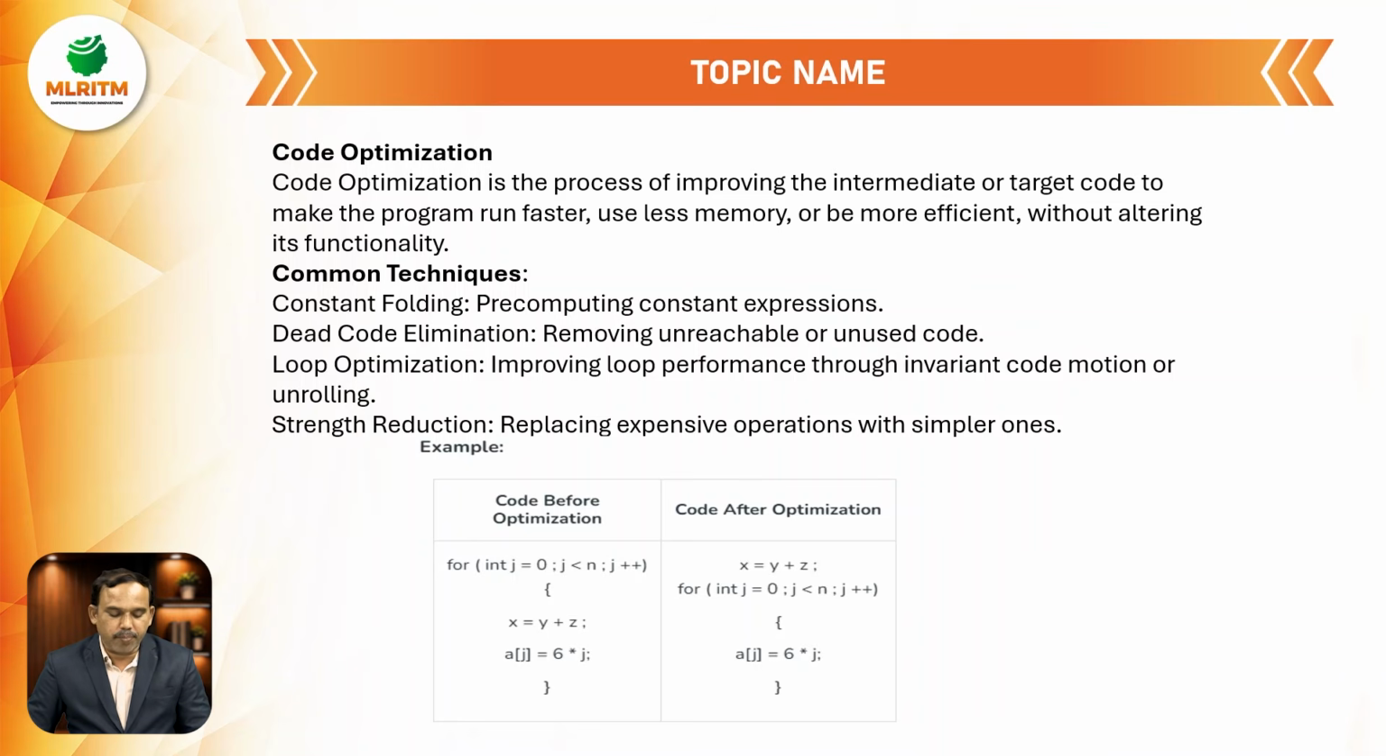And this is the example code before optimization: for integer j equal to 0, j less than n, j plus plus, x equal to y plus z, a of j equal to 6 multiplied by j. After optimization, this is the code: x equal to y plus z, then for integer j equal to 0, j less than n, j plus plus, and a of j equal to 6 into j. So this is called code optimization.